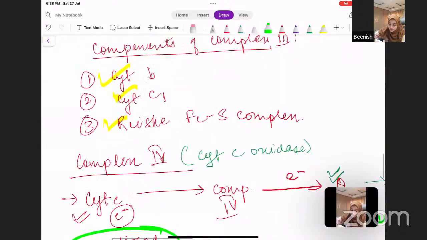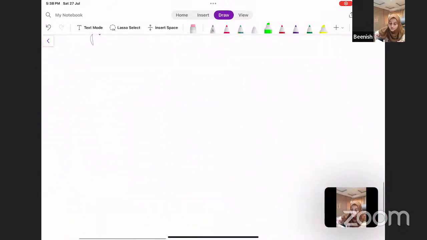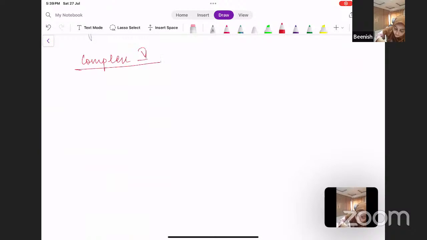Now let's talk about phosphorylation. These were the complexes involved in oxidation. Now coming on to the phosphorylation part of biological oxidation or the electron transport chain, let's look at complex 5. Complex 5 is involved in phosphorylation or ATP synthesis. This complex 5 is also known as ATP synthase.